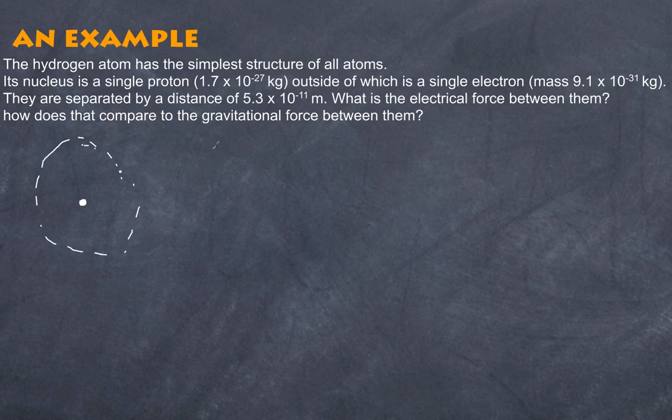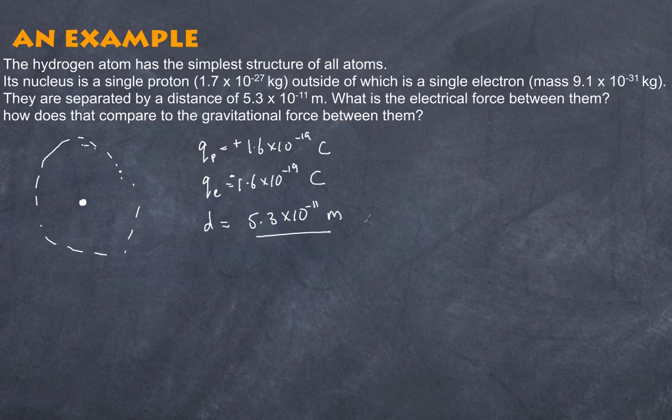Of course, what you do is write down the variables that you know. The charge on my proton is positive 1.6 by 10 to the power of negative 19 coulomb. The charge on my electron is exactly the same value, 1.6 by 10 to the power of negative 19, but of course it's a negative charge. And the distance between them is 5.3 by 10 to the power of negative 11 meters. Notice we are in SI units. And the question now is, what is the force?